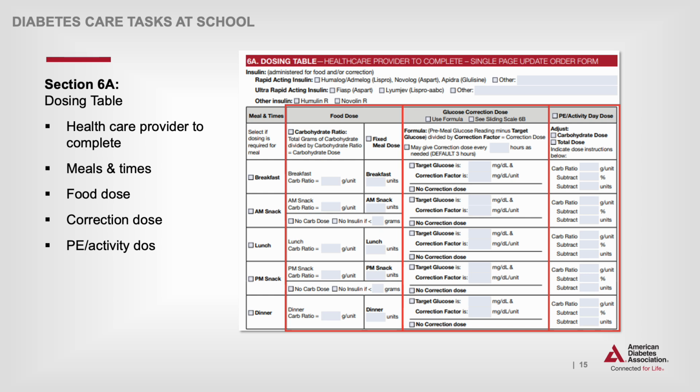Section 6A is the dosing table for insulin administration. This section includes the type of insulin the student is on and their current dosing schedule. It also allows for adjustments for physical activity. This page can also serve as a single-page update for any dosing changes made at subsequent provider visits.